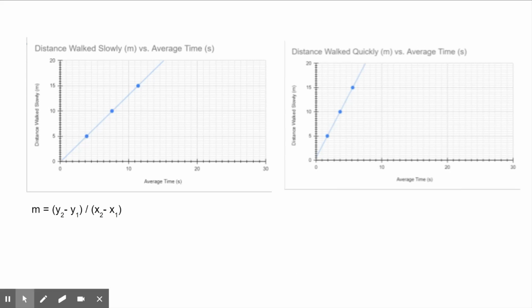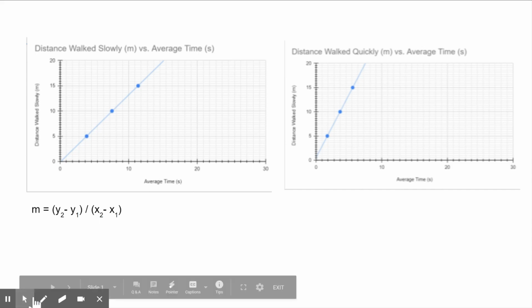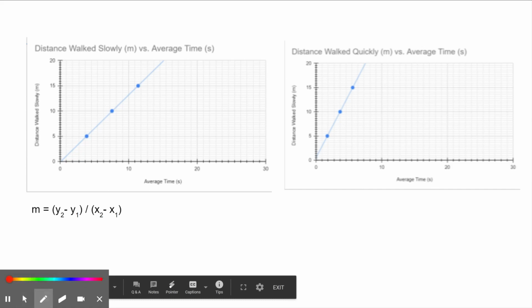Hi, it's Miss Tolmich, and today's video is about speed and velocity calculations. I first want to start talking about the lab that you did last week. You were asked to walk a distance and time it, and then make a graph from that information. We then asked you to calculate the slope of the lines that you graphed.